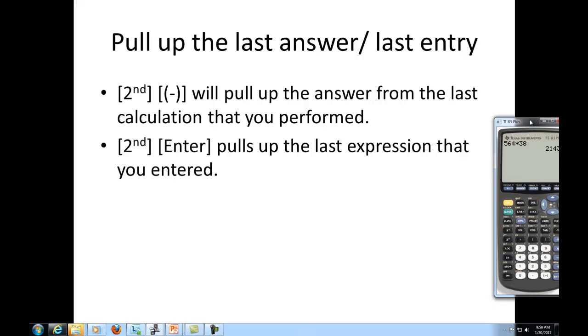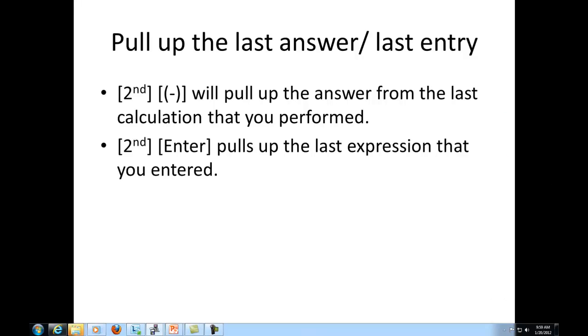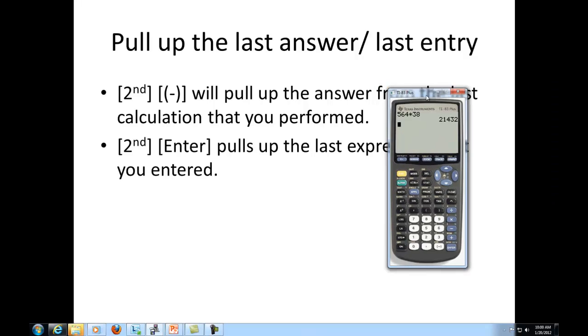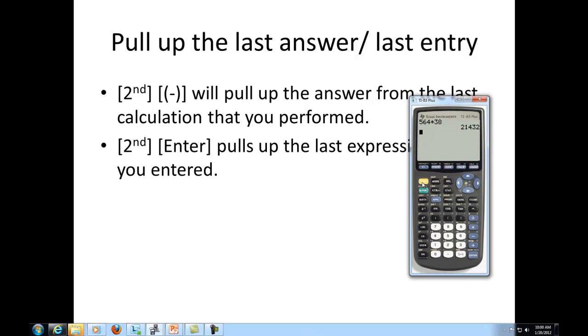Now what if I want to perform an operation on the last answer that I just pulled up? Well, if I go second and then the negative sign, you can see that the calculator says ANS here. That stands for the last answer. So let's just add 5 to my last answer. So if I go plus 5, notice that it's saying ANS plus 5. If I hit enter, it has now added 5 to this entry up here.